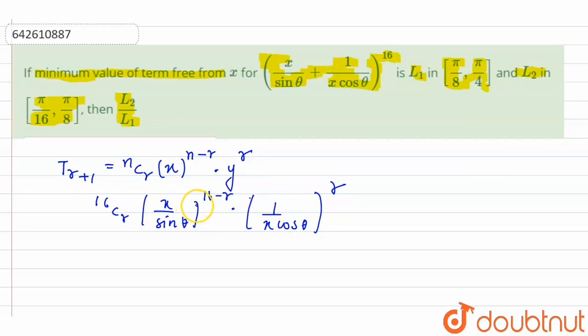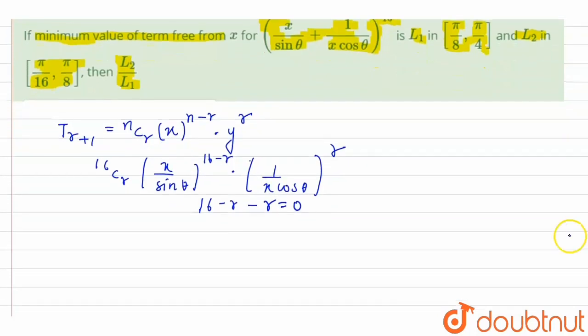Now we want that this should be free from x. When will it be free from x? If 16 minus r is equal to r. Or you can say that here it is x to the power minus r, so 16 minus r is equal to r, so that x to the power 0 will be 1 only. So from here we get 2r is equal to 16, or r is equal to 8.